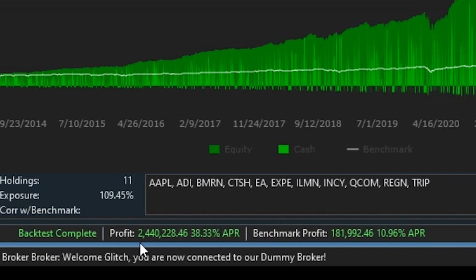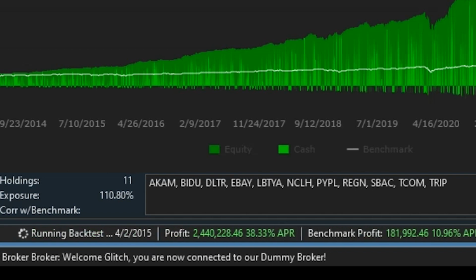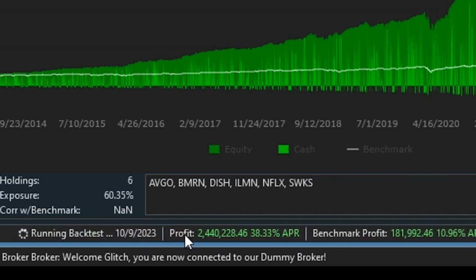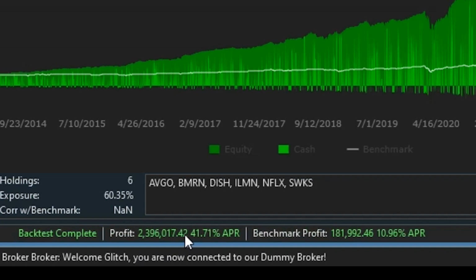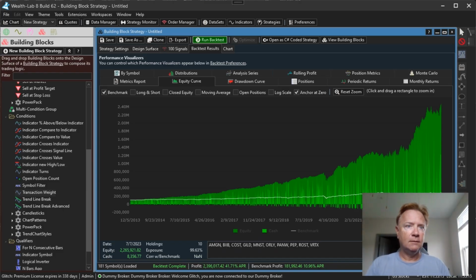This time we're at 2.4 million profit. Let's run it again and see if this changes. And it actually did change. So what happened here? I thought transaction weight was supposed to prevent these changes.